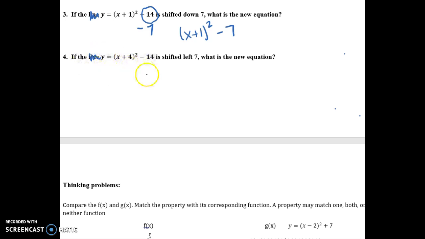The other one is kind of tricky. If y equals x plus 4 minus 14 is shifted left 7, what is the new equation? So technically, this graph is starting at left 4.